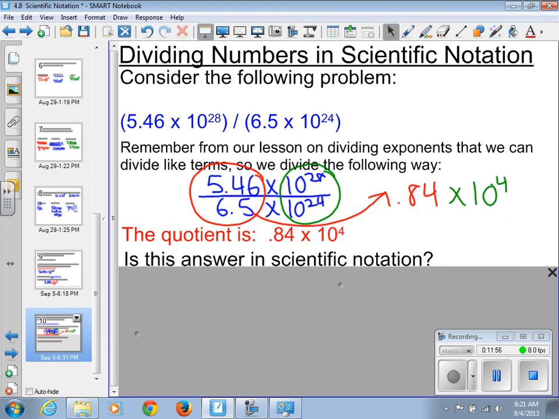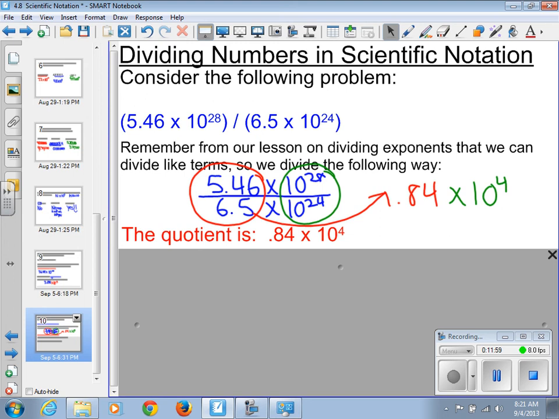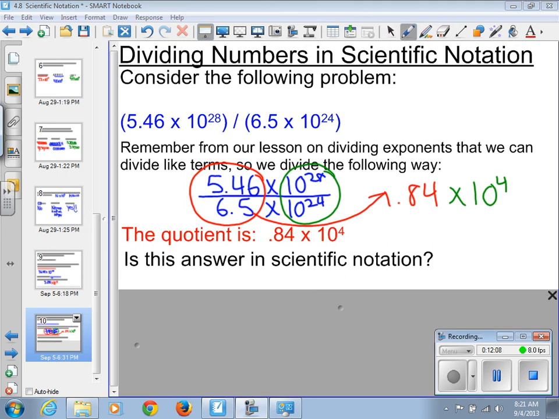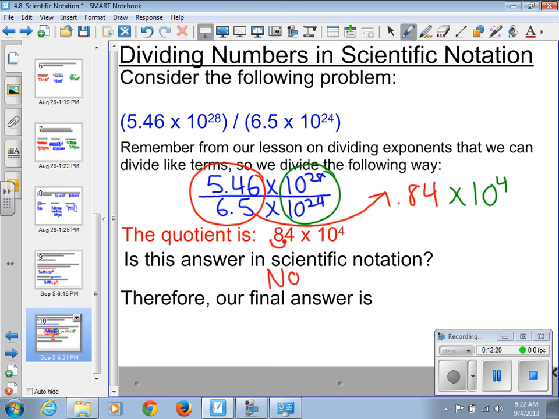This is the quotient we are left with. We must ask ourselves, is this number in scientific notation? And hopefully we recognize that it is not. Our decimal point must move over one place. So we have one whole number to the left of the decimal point. So we have 8 and 4 tenths for our end term. We know we have 10 to some power. And since our whole number got larger one spot, we have to drop the exponent by 1. So our final answer is 8 and 4 tenths times 10 to the 3rd power.